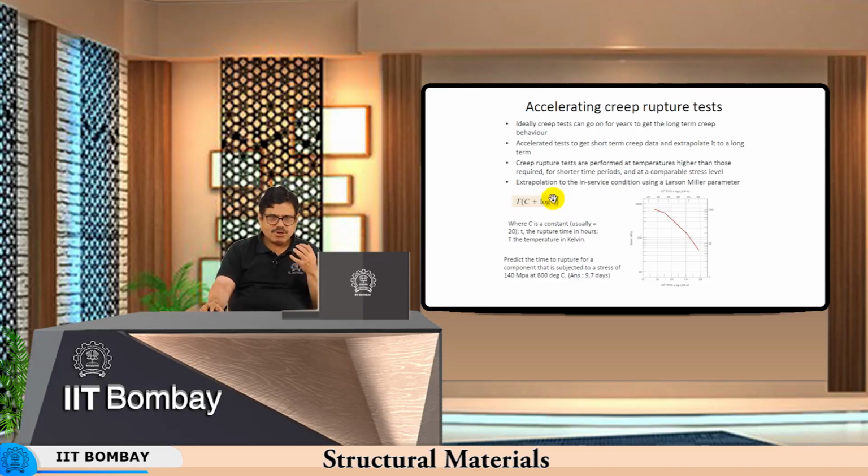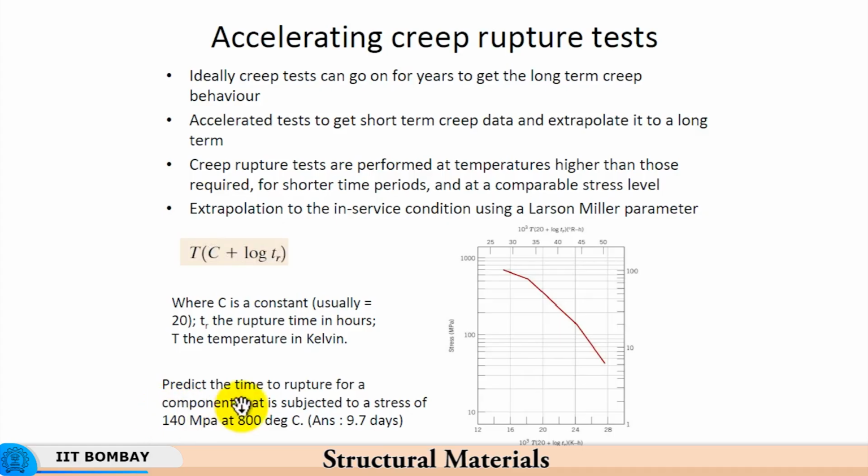So, the behavior of the creep revealed by the creep curve is incorporated into this, namely that if the temperature is more, then for a given stress the time to rupture is less, and if the temperature is less, time to rupture is more. So, if we have to predict the time to rupture for a component that is subjected to a stress of 140 MPa at 800 degrees centigrade, we have to first see corresponding to 800 degrees centigrade what is the Larson-Miller parameter. Accordingly, let us say it is 16, then we take that and calculate the time for rupture.